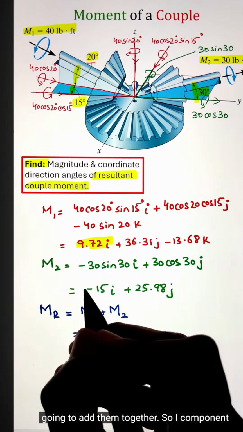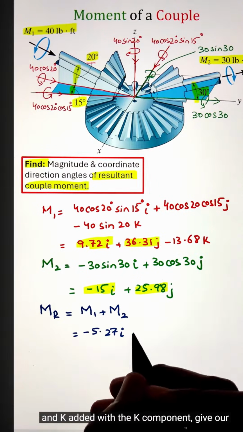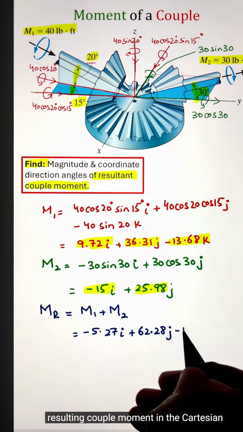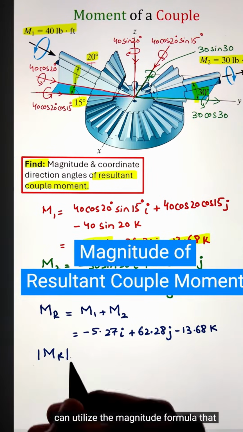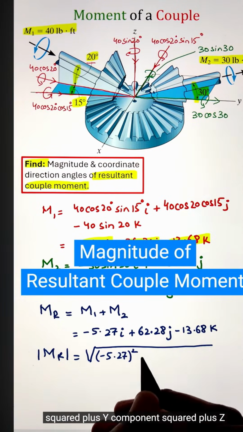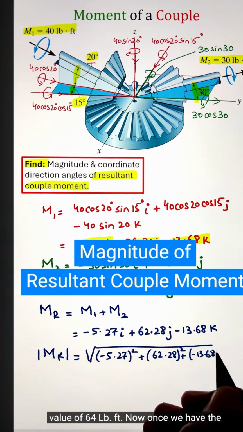So the i component will be added with the i component, the j component is added with the j component, and the k component added with the k component, giving us our resultant couple moment in the Cartesian form. Now to calculate the magnitude, we can utilize the magnitude formula, that is the square root of the x component square plus y component square plus z component square. This gives us the value of 64 pound-feet.